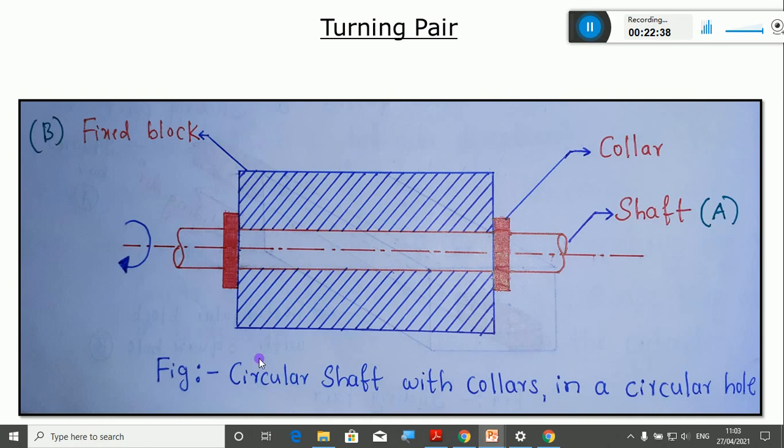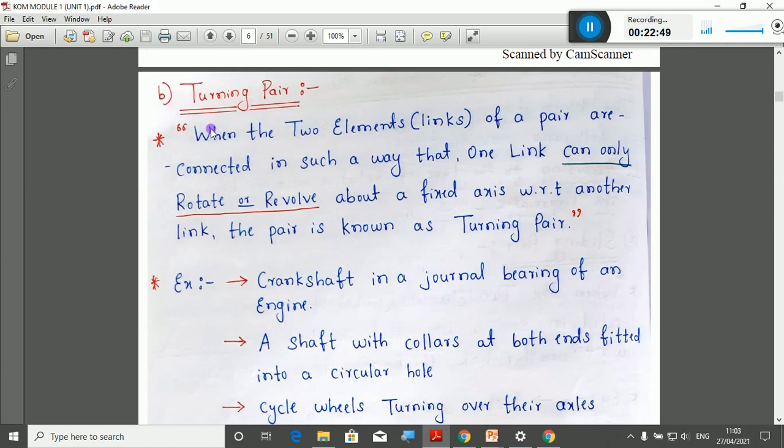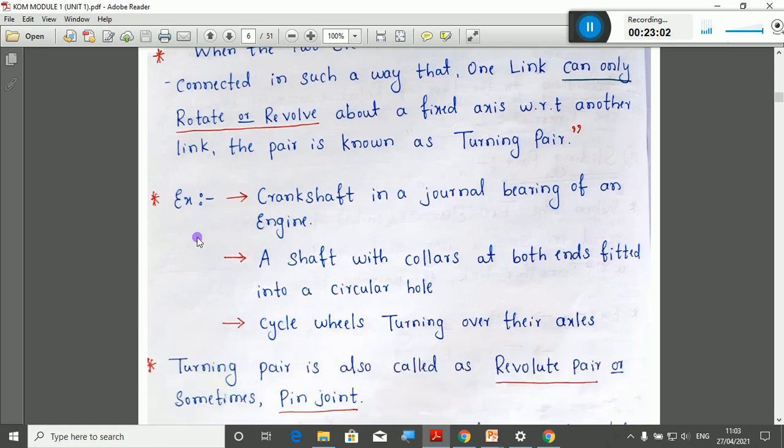Okay, so this is the example. You can take this rough figure, a circular shaft with collars in a circular hole. If you want the definition, you can take this one. When the two elements or links of a pair are connected in such a way that one link can only rotate, this word is important, can only rotate about a fixed axis with respect to another link. Example is a crankshaft in a journal bearing. So when you consider a bearing, inside the bearing a crankshaft or a shaft will be inserted. It will be provided with the collars. It can only rotate, it cannot have a sliding motion.